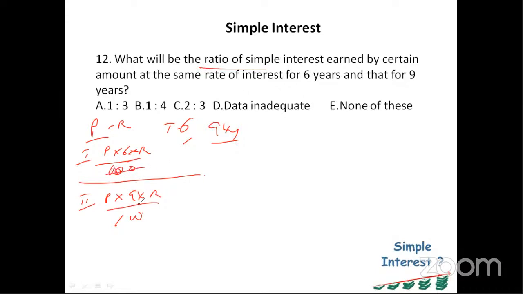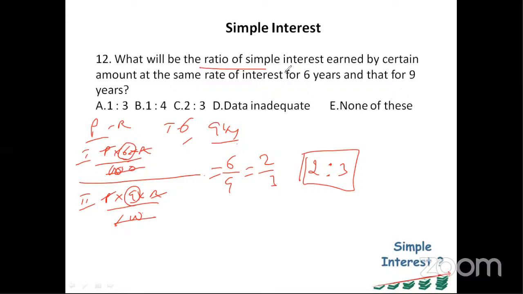On dividing, this 100 and 100 will get cancelled. P and P will get cancelled. R and R will get cancelled. So what will remain? We have 6, we have 9. So 6 by 9 will remain. So 3 2s are, 3 3s are. Can we say the ratio is 2:3 now? 2:3 is the ratio. Yes, very good. So it is option C, 2:3.